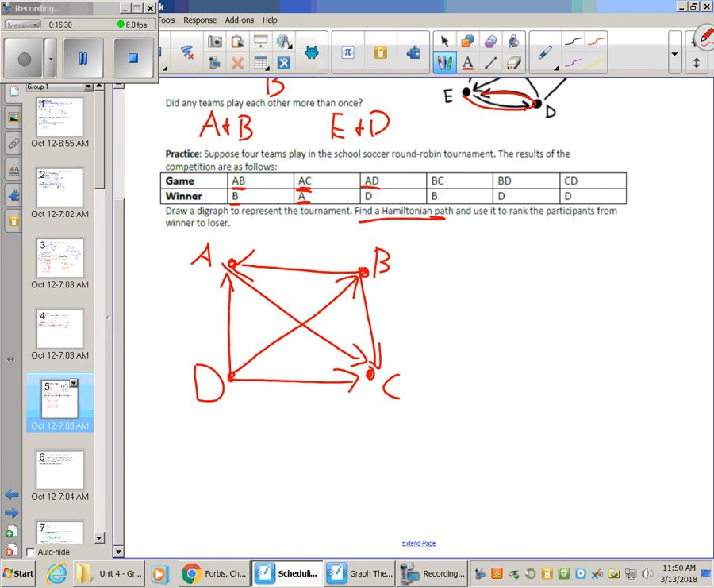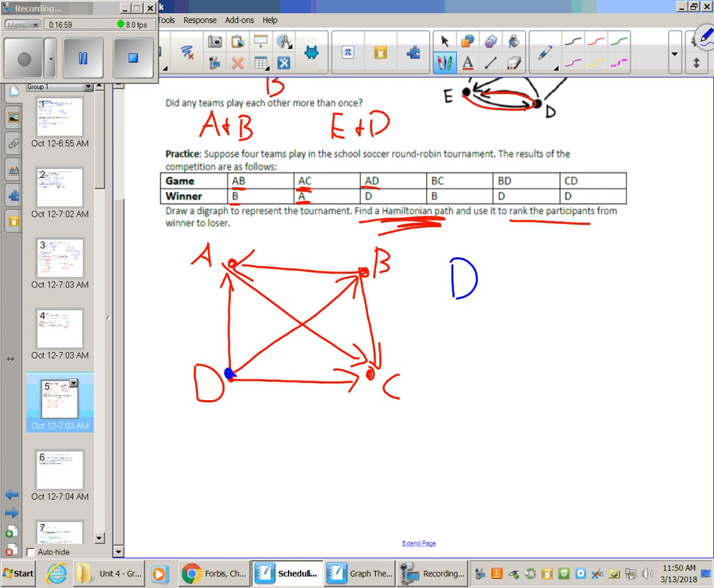But now it's asking to find a Hamiltonian path and use it to rank the participants from winner to loser. Think about what a Hamiltonian path is: it goes through all the vertices exactly once. And it wants us to rank them from winner to loser, so let's start the path with the winner. Who's won the most? What about D? He literally has nobody pointing at him. That means he wins all of them. D is the start here.